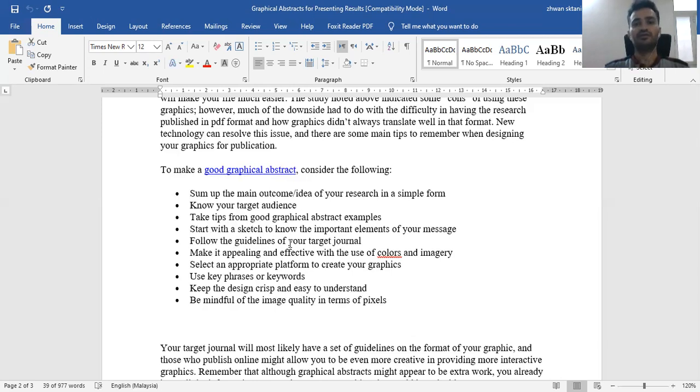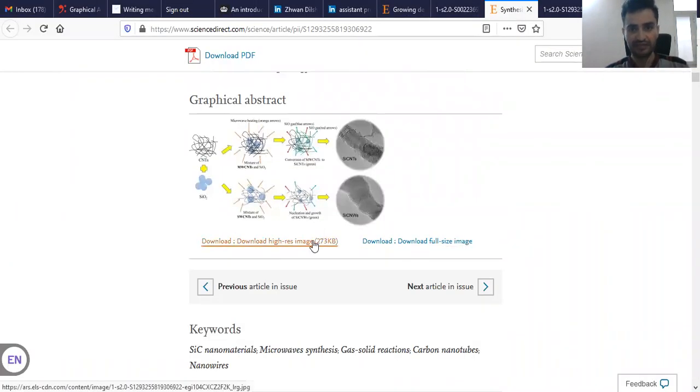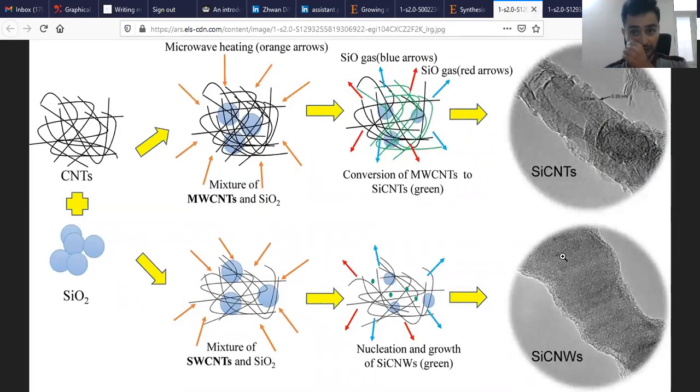You should make sure that when you enlarge the image, like in the previous example, when we click over the image, the quality of the image is very good and everyone can understand it. No blur, no missing text, and the colors are distinguished clearly. For example, here, this is black and this one is green. The green refers to silicon carbide nanotube, and the other one relates to the multi-wall carbon nanotube. So it should be very clear.